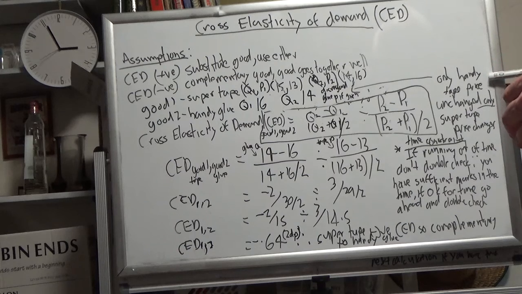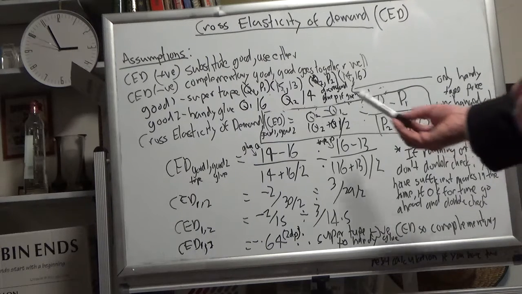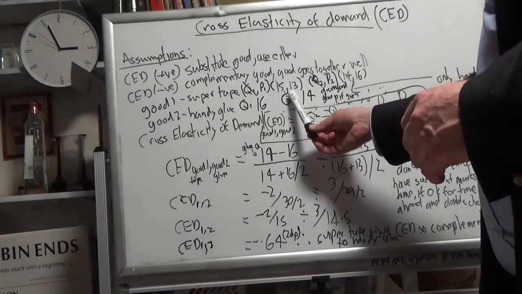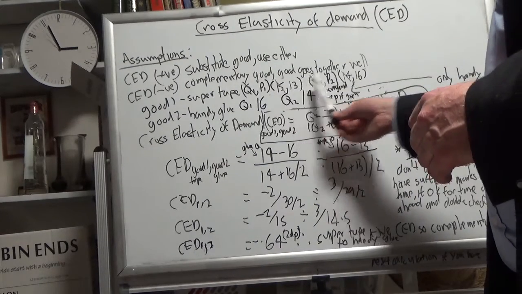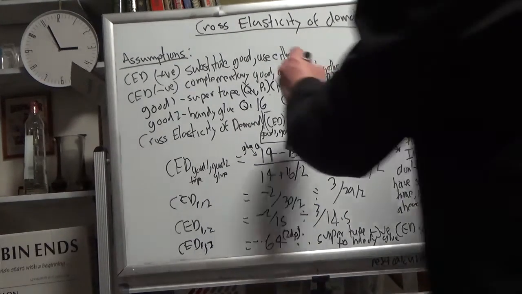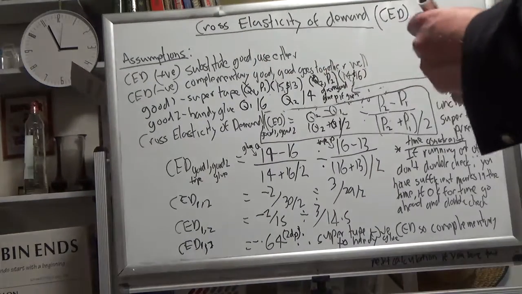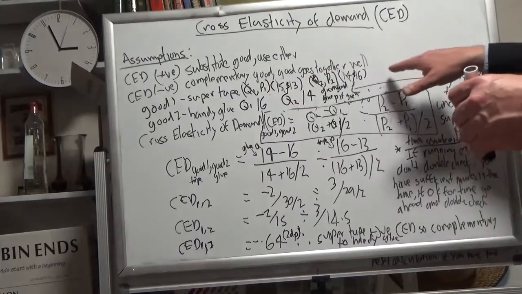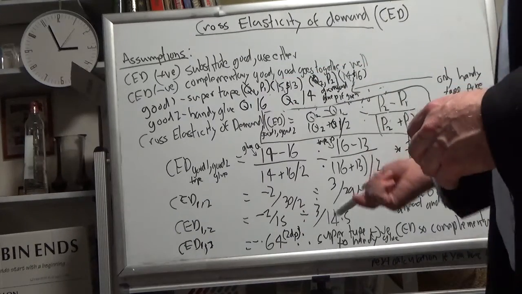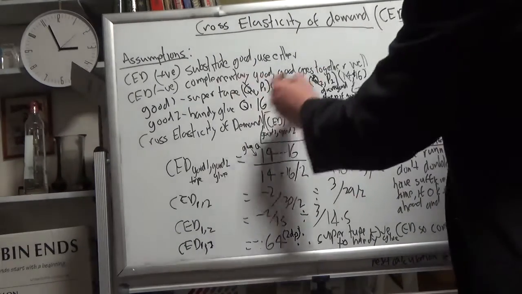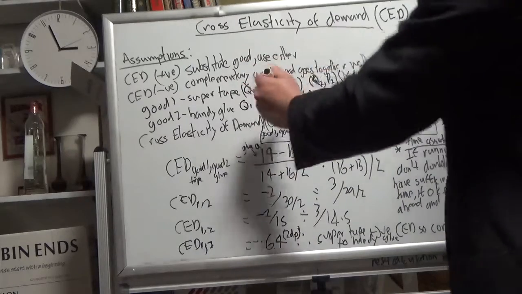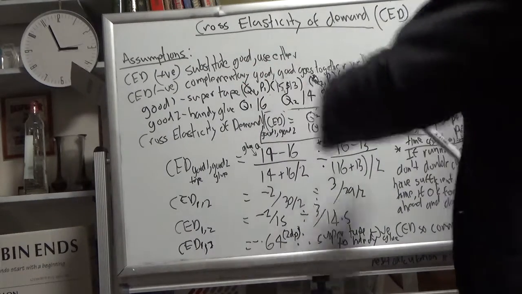We want to see if Super Tape and handy glue are either substitutes or complements. In my notes here, only the handy glue price is unchanged, but the Super Tape price does change. Okay, so the Super Tape price has changed. It's gone from $13 up to $16. So we consider a price change with Super Tape. Ignore the quantity for Super Tape because we won't need that in the calculation. Just cross it off if you like. It helps you remember just to focus on the price change.